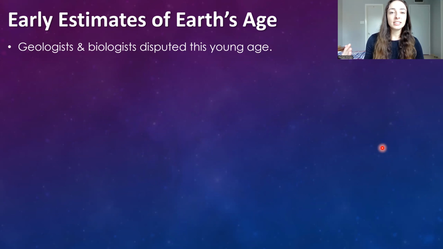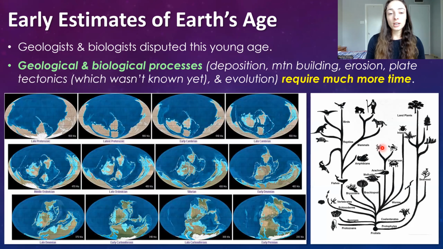In any case, these young age estimates of around 100 million years really troubled geologists and biologists, because geological and biological processes such as deposition, mountain building events, plate tectonics, which hadn't even been discovered yet, and evolution through natural selection, all of these processes take much, much more time. Geologists had, of the processes they had discovered at the time, seen that those processes would have required way more than 100 million years to get to Earth's current state. And biologists also saw the same thing in terms of getting to life's current state.